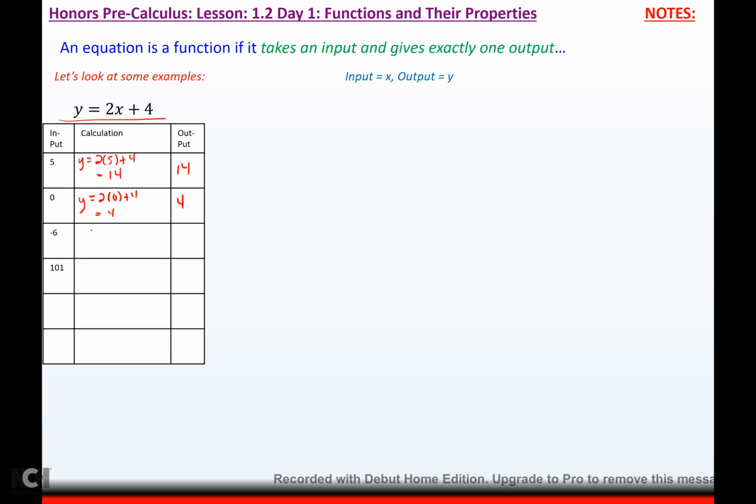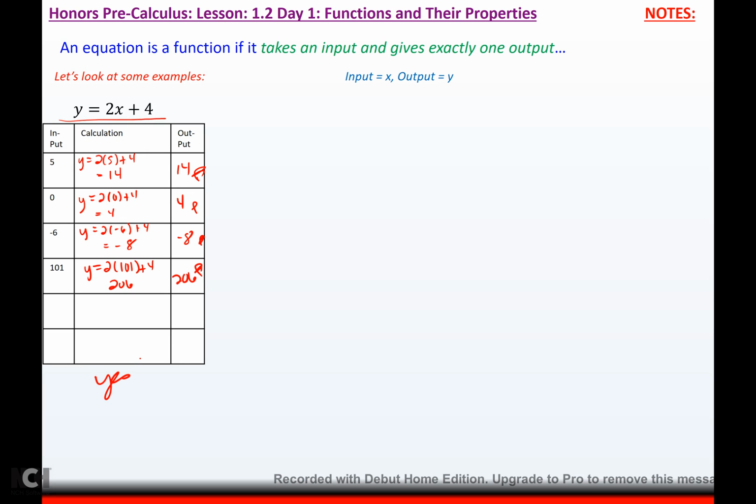If I plug in negative 6, I get y equals 2 times negative 6 plus 4. That's negative 12 plus 4, which is negative 8. If I plug in 101, I just picked some weird number, I get y equals 2 times 101 plus 4. That's 202 plus 4, which would be 206. And what you're seeing is these are all different. I don't get the same y when I plug in different values. So yes, this is a function.